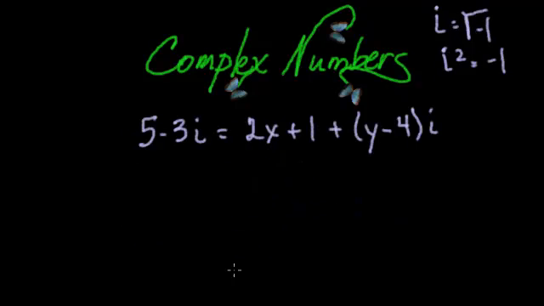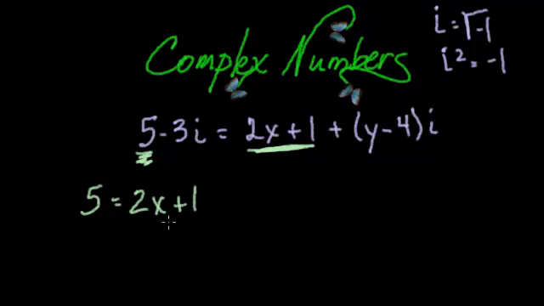In our next example, they're going to ask you to figure out what x and y need to be in order to make this equal. So what you'll do is you'll look at the real part, and here are the two real parts. You can just say that 5 must equal 2x plus 1, and then solve for x. So I would subtract 1 from both sides. 4 equals 2x, and then divide both sides by 2, and x would then equal 2 in order for this to be an equivalency.